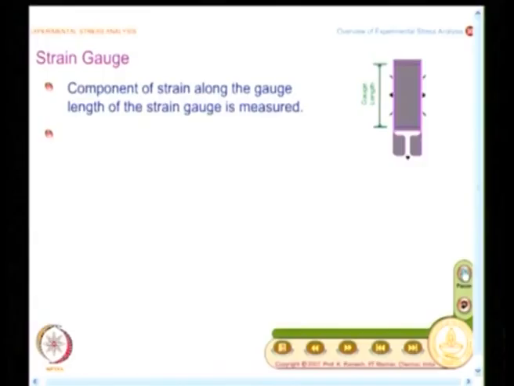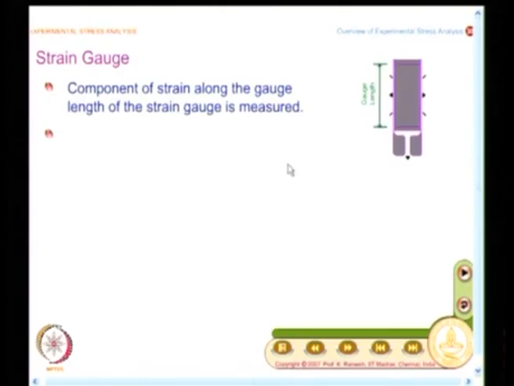Now, I am not going to get into the details of how to perform an experiment or how to interpret data. My focus is only to bring out what is the basic physical information each of the techniques is based upon, and we will start with strain gauges, because this is the most widely used technique. As I have mentioned earlier, in this you get the component of strain along the gauge length of the strain gauge, and here you have the typical enlarged view of the strain gauge, and you call this the gauge length.